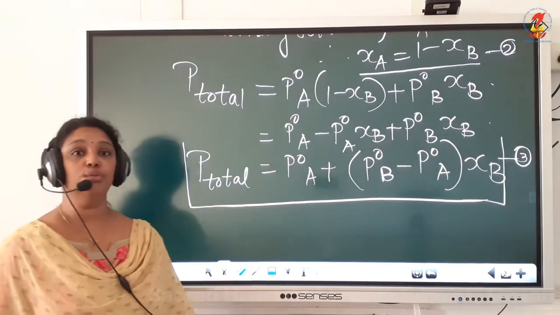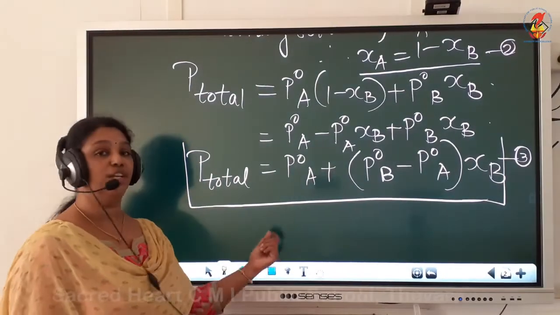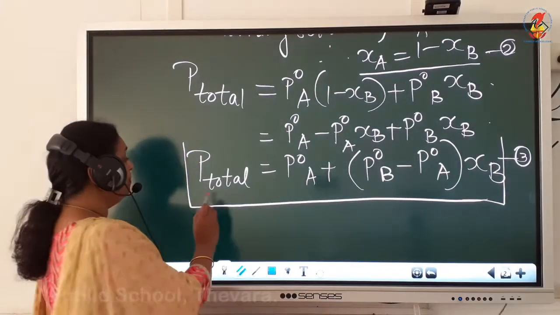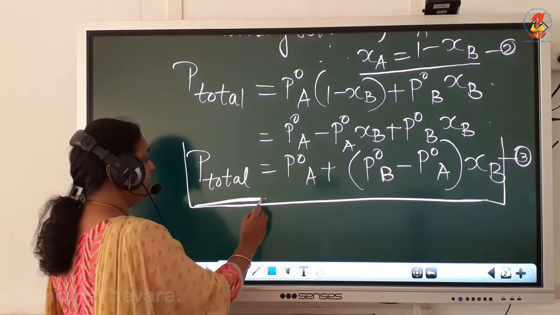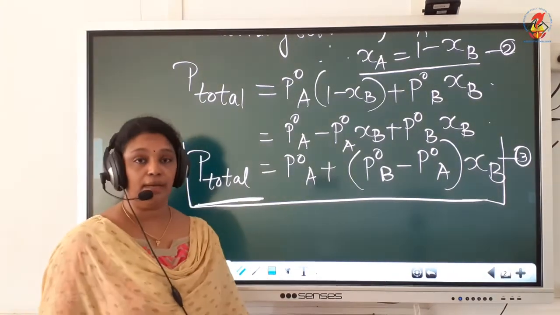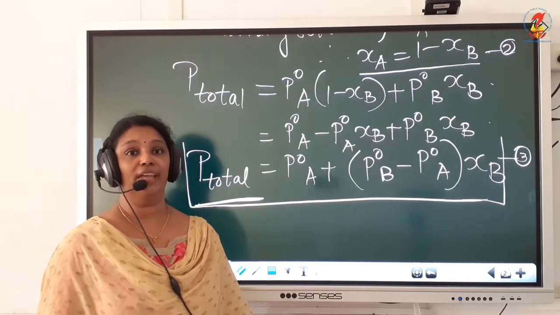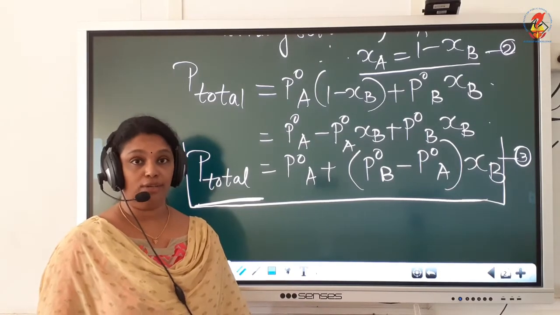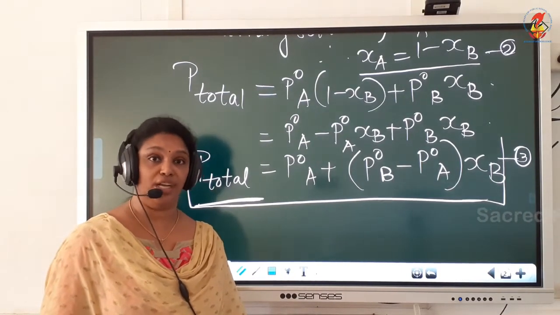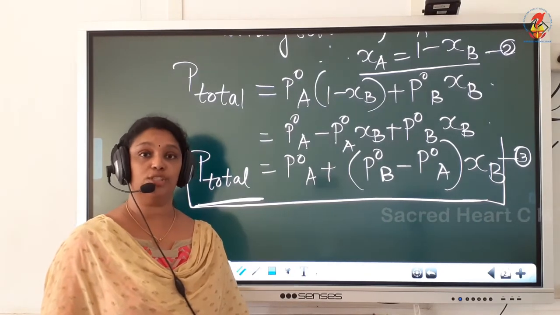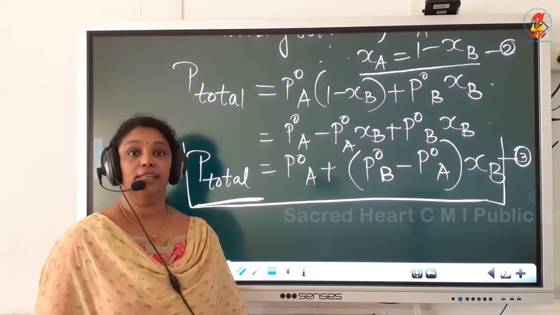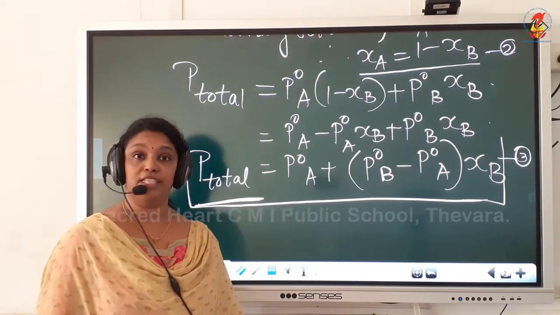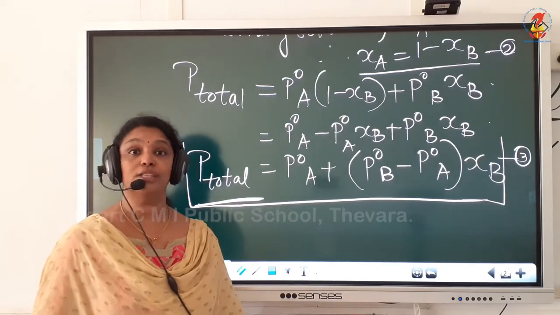Now I am going to make two conclusions from this equation number 3. The first conclusion is that the total vapor pressure of the solution will depend upon the mole fraction of any one component present in solution. The total vapor pressure of the solution, when I say solution, there is solute plus solvent, will depend upon the mole fraction of any one component present in the solution. That is, it depends upon the mole fraction of the solute or the solvent.